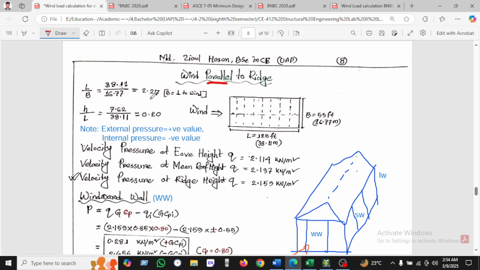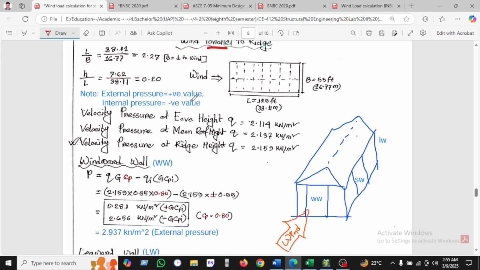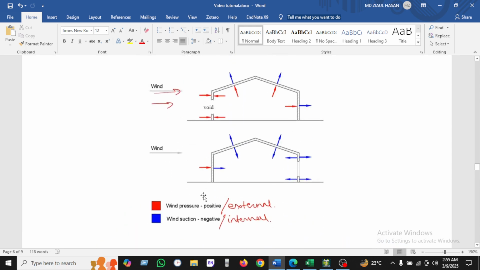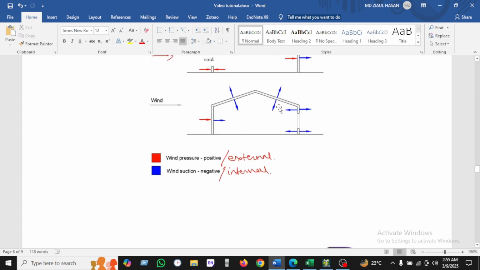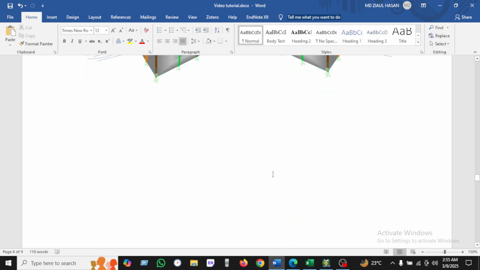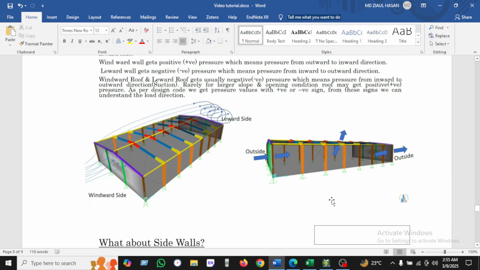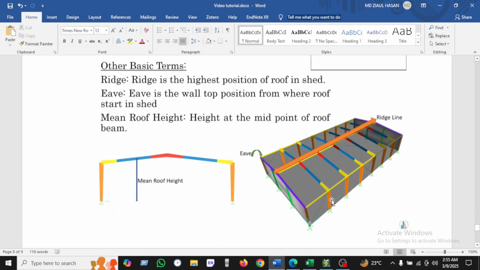As we know, L by B is 2.27, H by L is 1.20. This is the load equation. As we know, the internal pressure is a positive value and the external pressure is a negative value. What is internal pressure and what is external pressure? I have already shown here that this is the external pressure and this is the internal pressure. This diagram follows a larger diagram, where the wind direction is external and the others are internal forces. This is the inside, this is the outside. You can see the internal and external forces given from here.